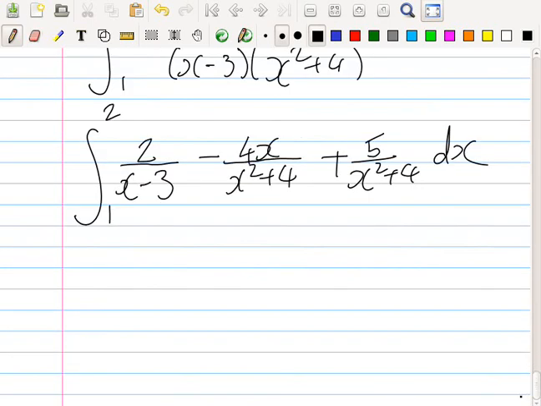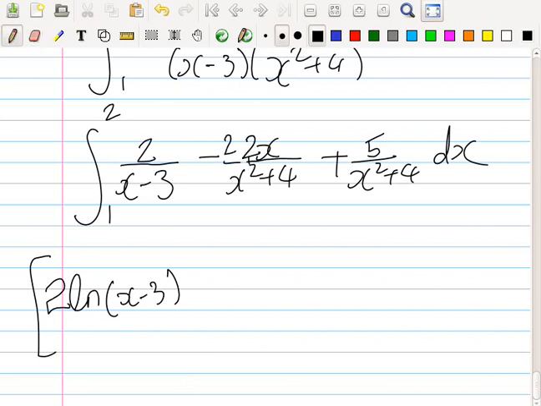Okay. Now we can calculate the antiderivative. So the first one will be 2 log of x minus 3, with the 2 in the front. Now this one here, I'll do a little trick for you. I'll change this 4 into 2 times 2. The reason for doing that is there's a trick here. If the derivative of x squared plus 4 is equal to the top, then this is equal to log.